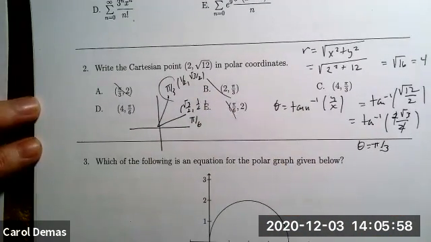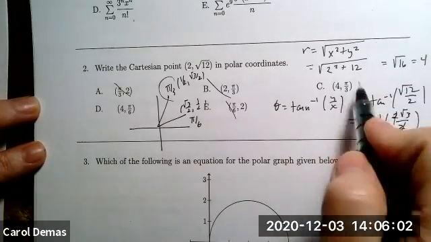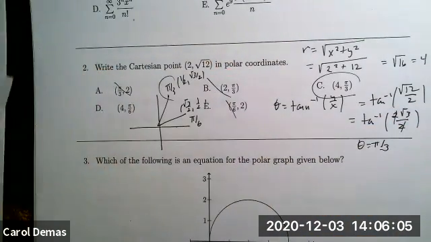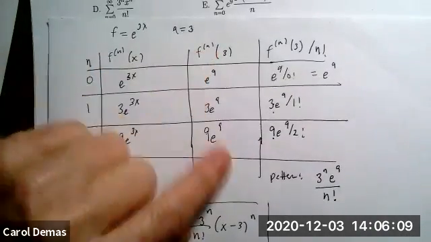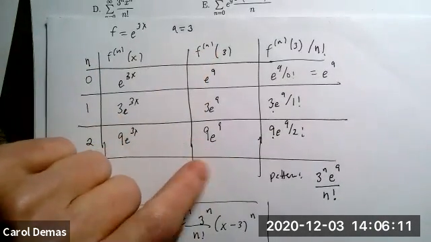All right. Yeah, number 1, you want to make a table. If the center is not 0, make a table, okay?